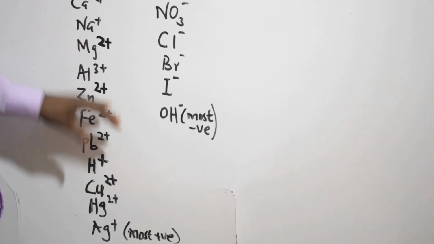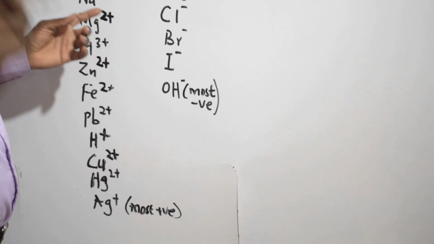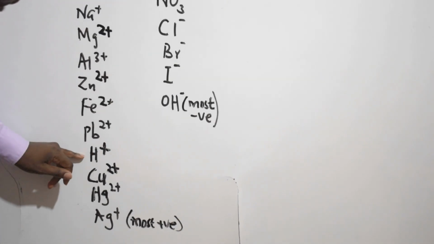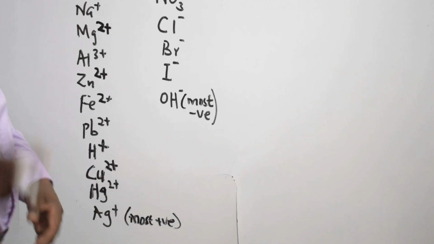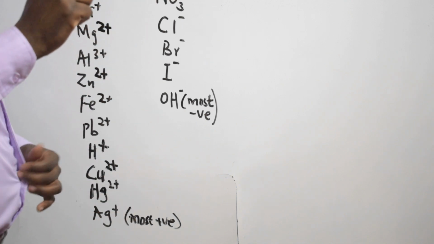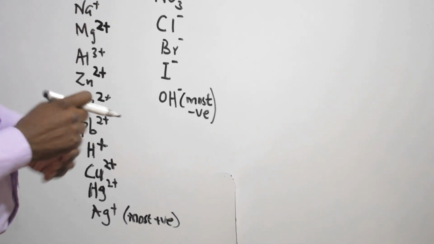All these above hydrogen have negative standard electrode potentials, but those below hydrogen, that is copper, we have mercury, we have silver, they have positive reduction potentials.